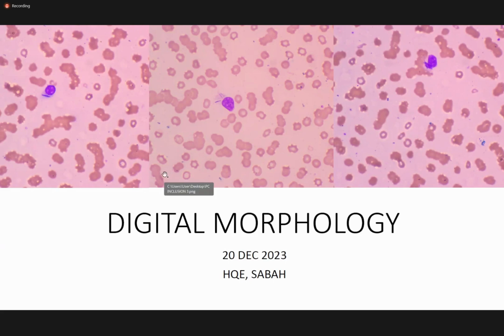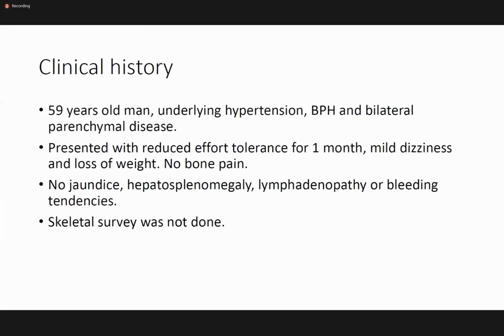Okay, let's start. I'm going to present a case, a 59 year old man with underlying hypertension, BPH, and kidney problem. He presented with a 1 month history of reduced effort tolerance, mild dizziness, and loss of weight. He did not complain of any bone pain. No hepatosplenomegaly, no lymphadenopathy. Unfortunately, the skeletal survey was not done during that time.